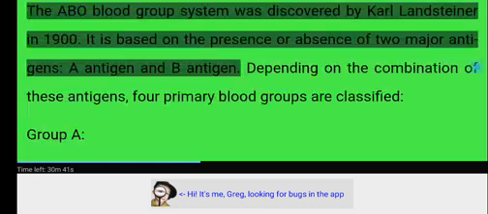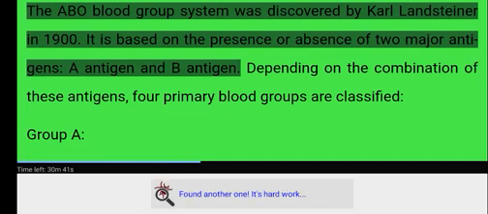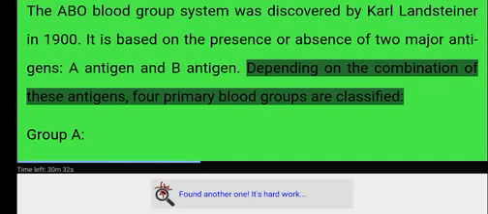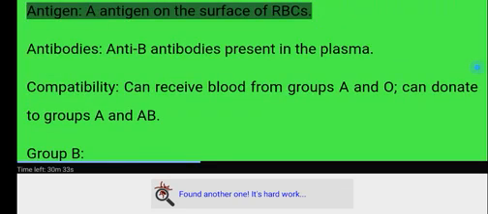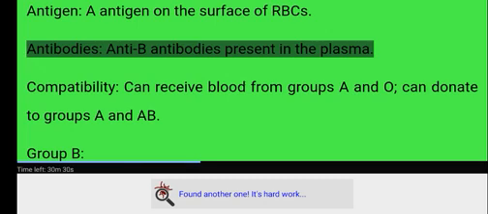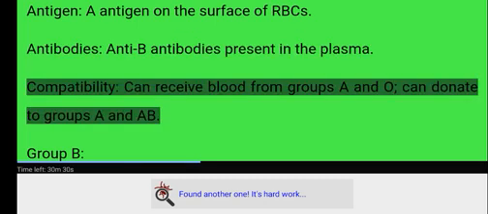ABO blood group system. The ABO blood group system was discovered by Carl Landsteiner in 1900. It is based on the presence or absence of two major antigens, A antigen and B antigen. Depending on the combination of these antigens, four primary blood groups are classified. Group A. Antigen: A antigen on the surface of RBCs. Antibodies: anti-B antibodies present in the plasma. Compatibility: can receive blood from groups A and O. Can donate to groups A and AB.